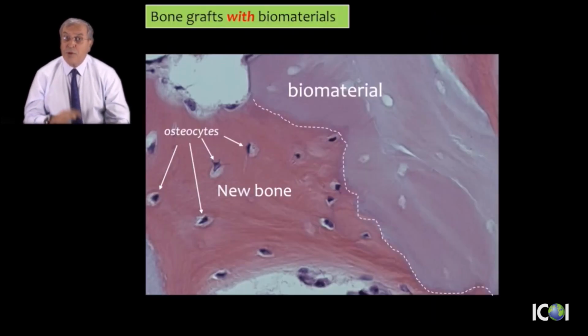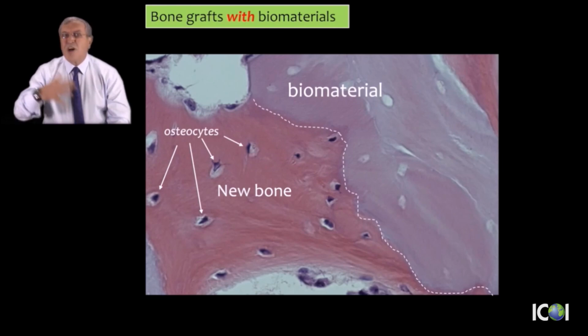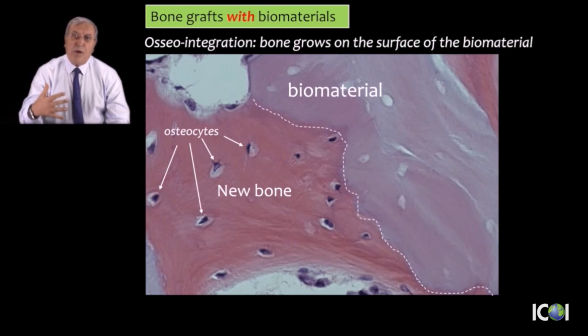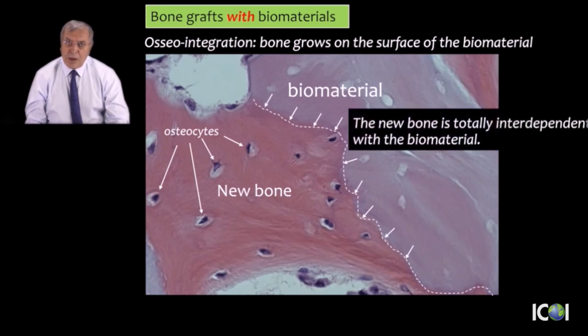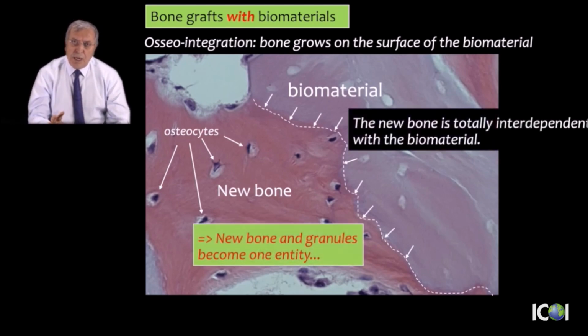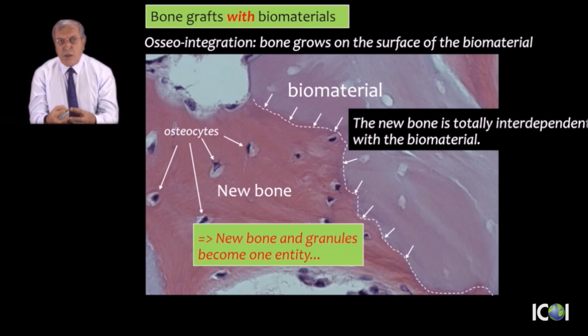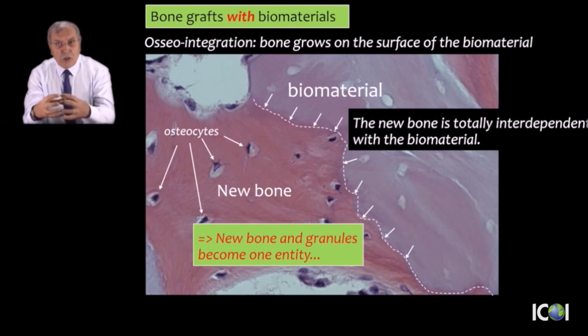When we use a biomaterial, what is osseointegration? It means bone is growing on the surface of the biomaterial. But when the bone is growing, it's totally interdependent with the biomaterial. It means that the new bone and the granules become one entity, one piece, like the titanium and the bone. Osseointegration means full contact.